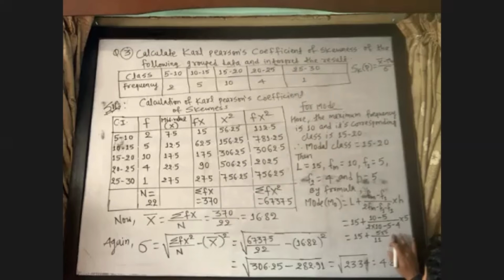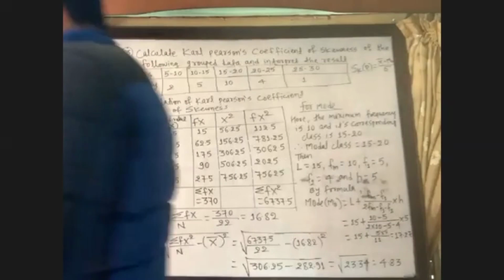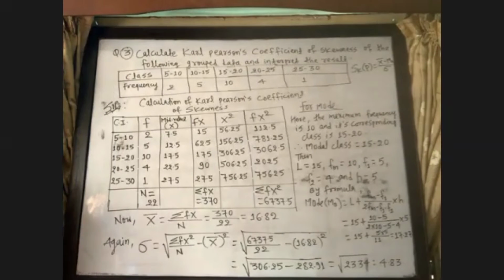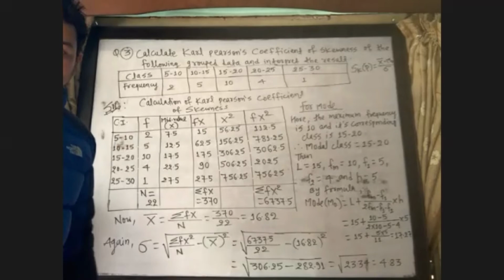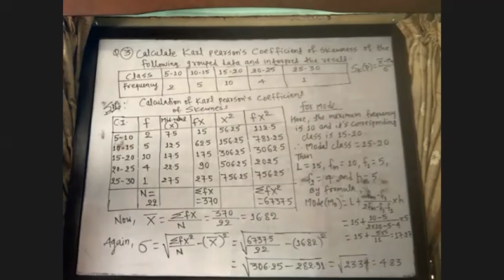This we got here 17.27. Okay, we got here 17.27. Which mode we found here? 17.27. Now we have to find the Carl Pearson coefficient of skewness. Okay. अब चाहिँ हामीलाई Carl Pearson's coefficient of skewness. Now we can find. अब find out गर्न सकिन्छ. Carl Pearson's coefficient of skewness.